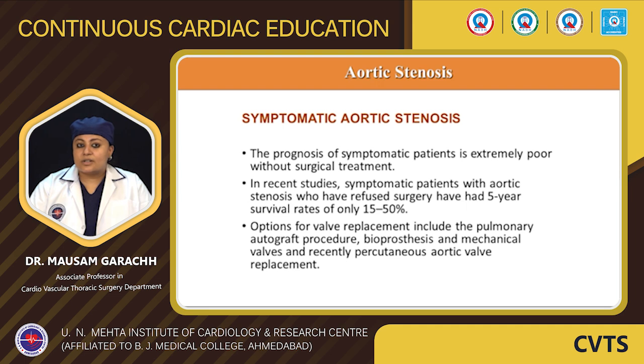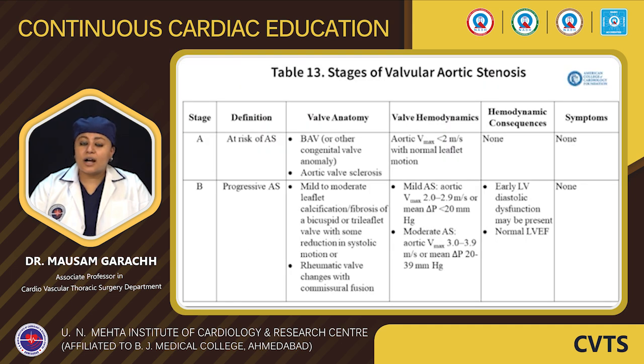Now, the symptomatic aortic stenosis. The prognosis of the symptomatic patient is extremely poor without surgical treatment. In recent studies, symptomatic patients with aortic stenosis who have refused surgery have had a 5-year survival rate of only 15 to 50%. The options for valve replacement include the pulmonary autograft procedure, bioprostheses, mechanical valve, and recently percutaneous aortic valve replacement.